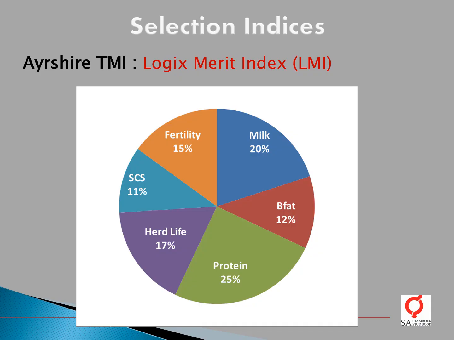For the Ayrshire breed, the total merit index is called the Logix Merit Index, or the LMI. Now, unfortunately, for the Ayrshire breed, there are not enough linear type traits available for a genetic evaluation, so we do not have sub-indices for other body conformation or feet and legs. So in the pie chart, you can see that a 20% emphasis is put on milk yield, 12% on butterfat yield, 25% on protein yield, 17% on herd life, 11% on other health, and 15% on fertility.